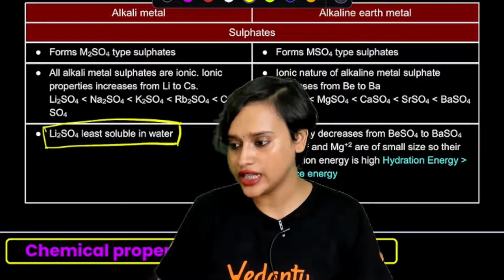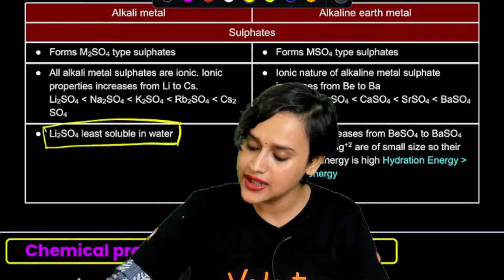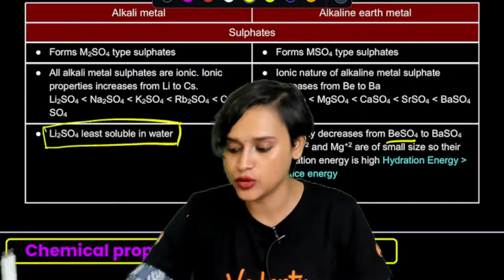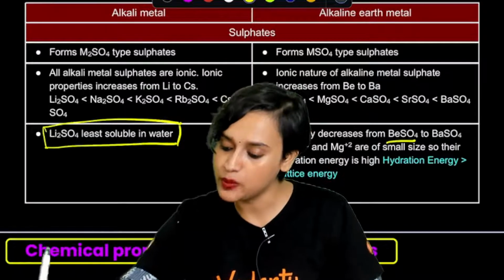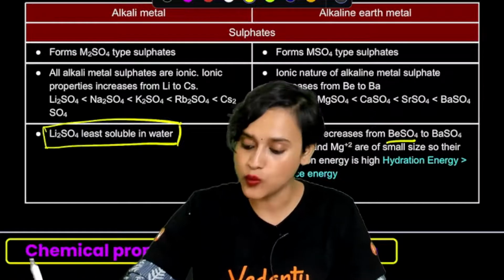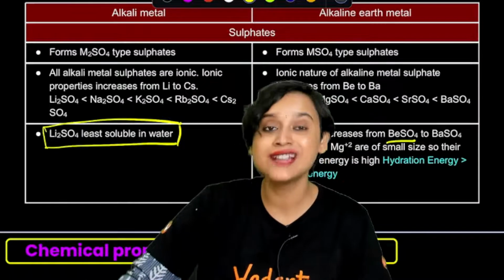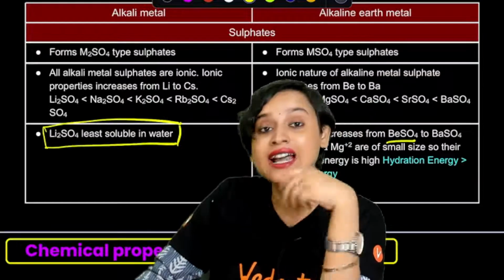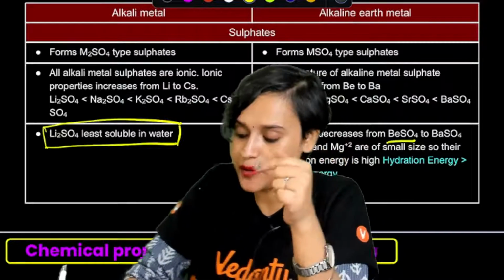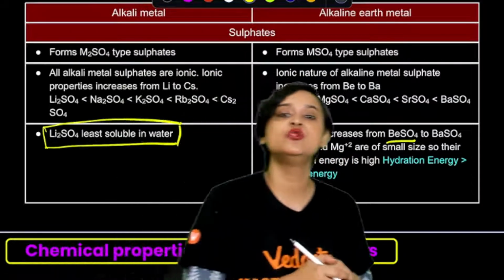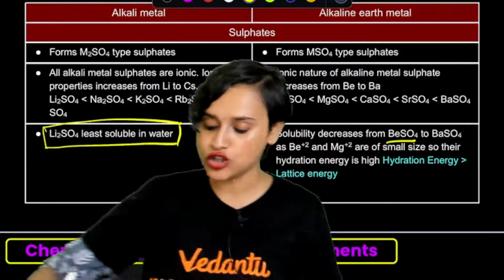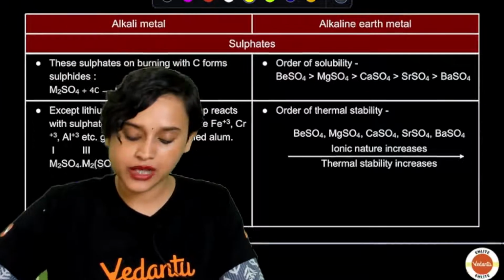Yes, they are all ionic in nature. Here, the solubility from beryllium sulfate to barium sulfate decreases. Why does it decrease? Because Be2+ and Mg2+ are of small size, and that is why their hydration enthalpy is more. If the hydration enthalpy is more, then the solubility is also more. Am I clear, everybody? Is this clear?